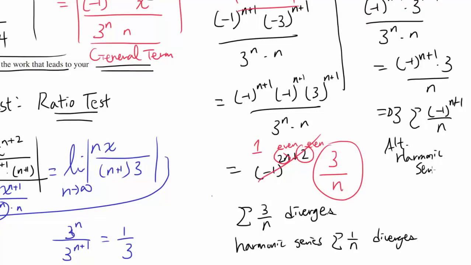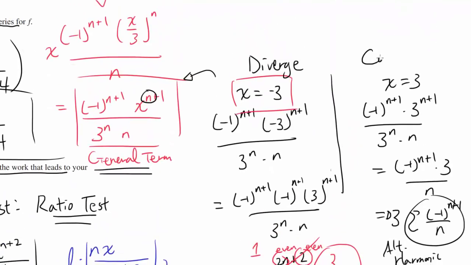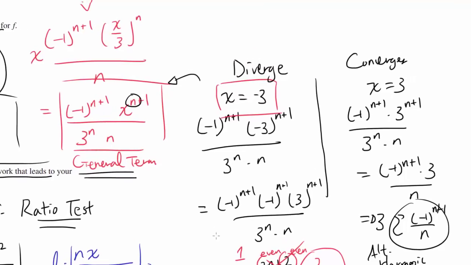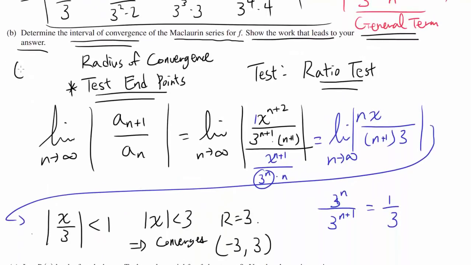And as you know, the alternating harmonic series converges. It converges because the terms are decreasing in size, we have an alternating series, and the terms are approaching 0 as n approaches infinity. So we know our series converges at x equals 3. That tells us our interval of convergence: we're not going to include -3, but we're going to include +3. So that's our answer for part B.